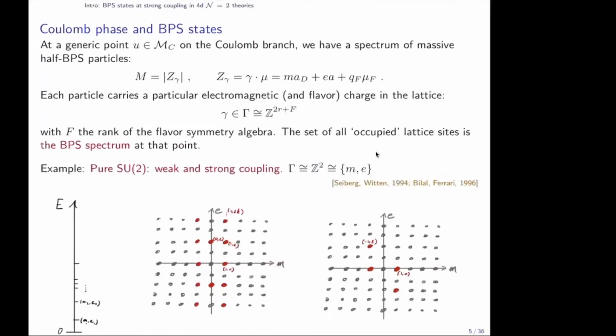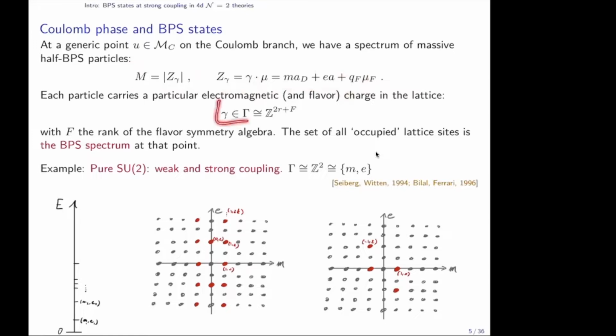So at a generic point on the Coulomb branch, we have a spectrum of massive half BPS particles with the usual BPS relation between the mass and the charges, where the central charge is given by this kind of formula, where the charges gamma are the electric and magnetic charges, which I denote by M for the magnetic and E for electric, and some flavor charges.